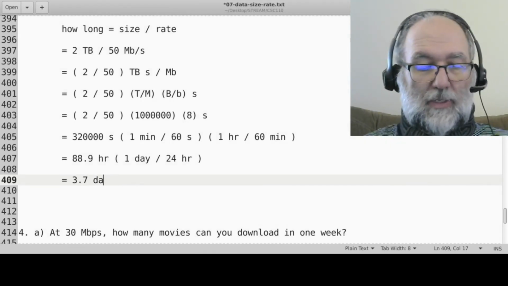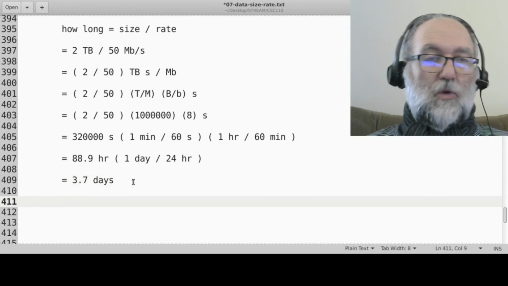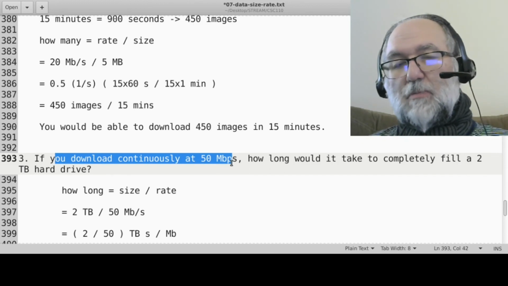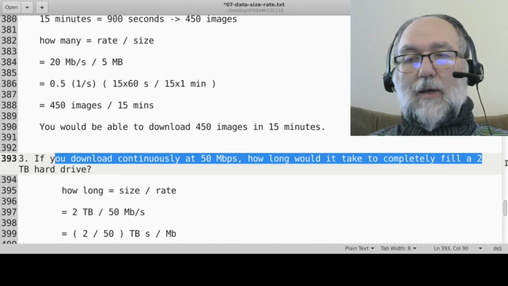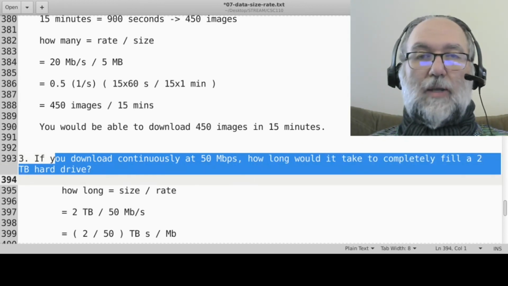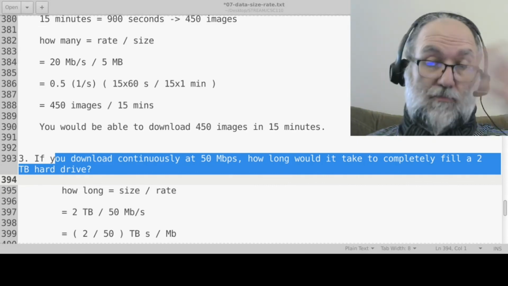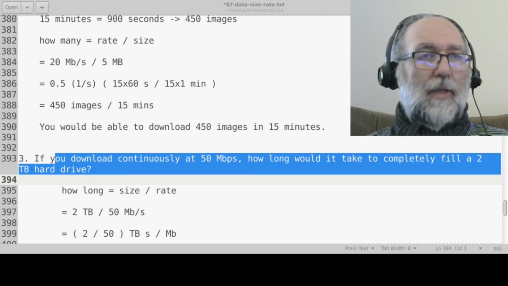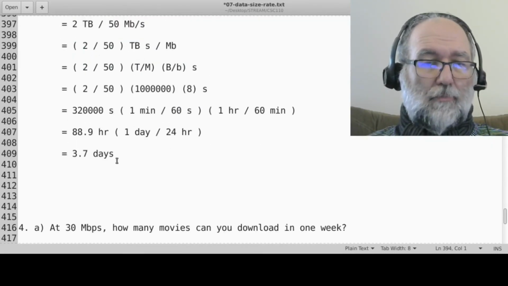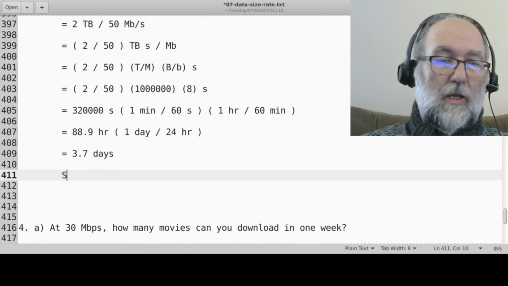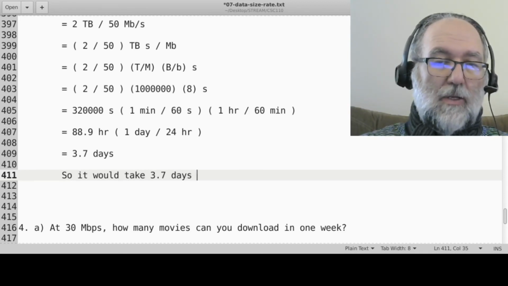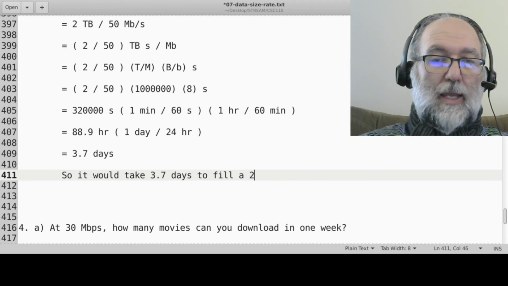Okay. So 3.7 days. Did we answer the question? The question was, if you download continuously at 50 megabits per second, how long would it take to completely fill a 2 terabyte drive? Remember the 2 terabyte drive from the previous set of problems? Okay, typical size of a drive in a laptop, it would take 3.7 days. Okay, so it would take 3.7 days to fill a 2 terabyte drive. All right.